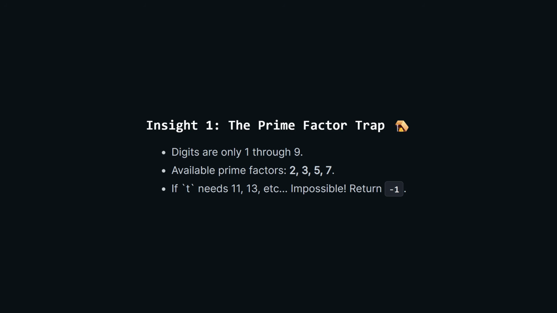Our new number is made of digits from 1 to 9. That means the only prime factors we can ever generate are 2, 3, 5, and 7. If our target t requires any other prime factor, like 11, it's literally impossible. We can just return -1 immediately.